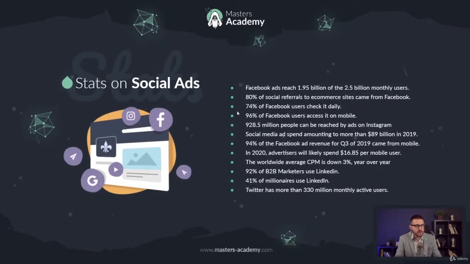So first of all, let's start with some stats on social ads. Let's start with Facebook. Facebook ads reach almost 2 billion out of the 2.5 billion monthly users that Facebook has, which is a lot. You can reach a huge portion of Facebook's users, and 80% of social referrals to e-commerce sites came from Facebook in 2019. That's a huge portion. Also, 74% of Facebook users check it daily, which means that we can use Facebook for more than just awareness ads and getting new customers.